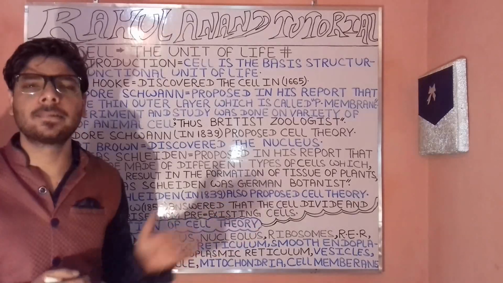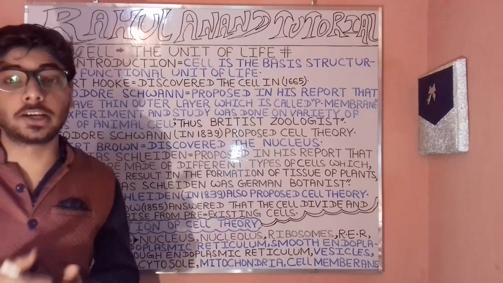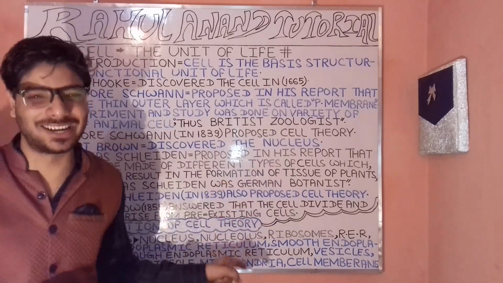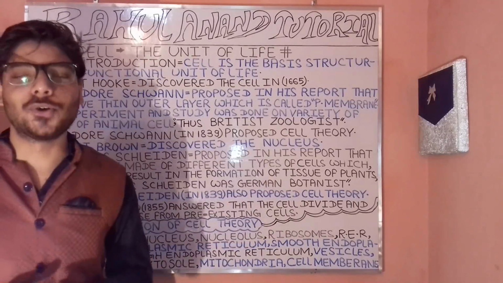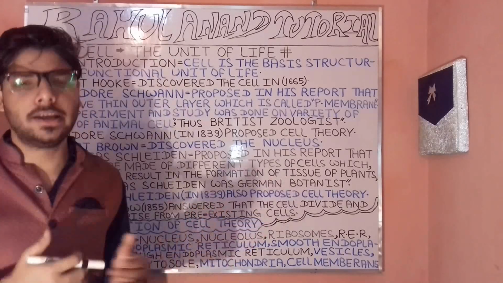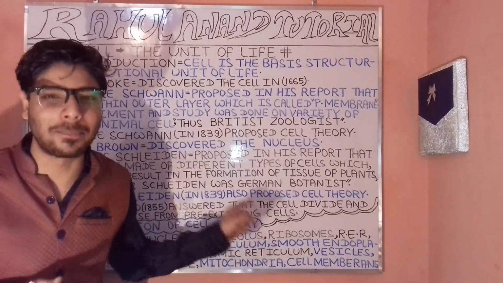Now let's understand what the cell organelles are, as well as the different vital parts which are present in the cell. So how many are we having? We are having around 14 to 15 different types of cell organelles as well as parts in it.